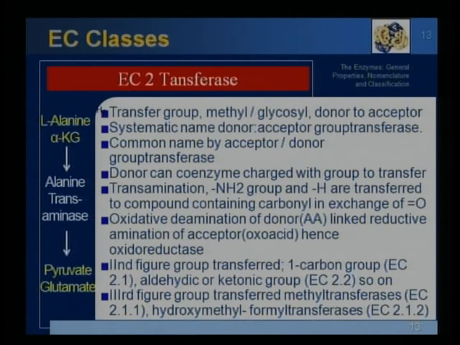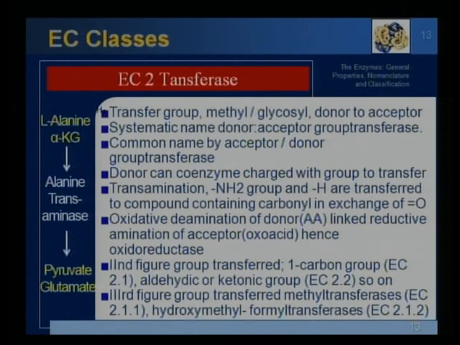The second class of enzymes are all transferases, that is, all enzymes having EC number starting with 2 are transferase kind of enzymes. As the name suggests, these are the enzymes which are able to carry out transfer of methyl or glycosyl type of groups to the acceptor molecules.